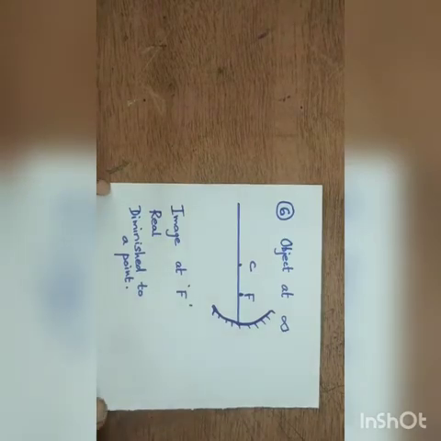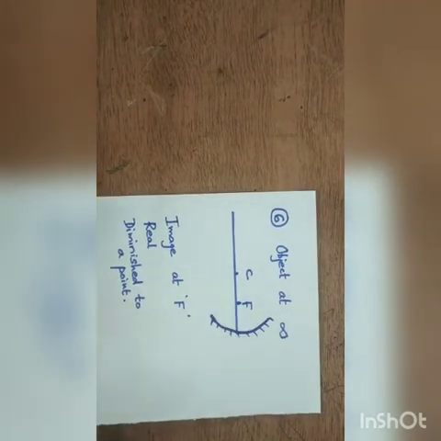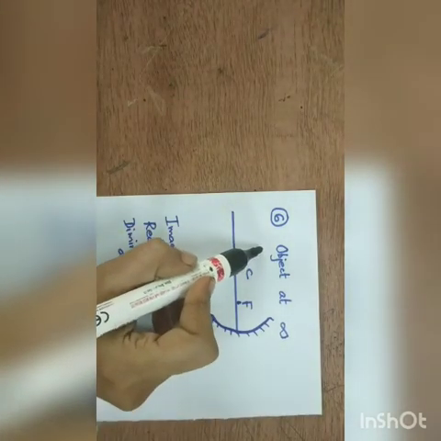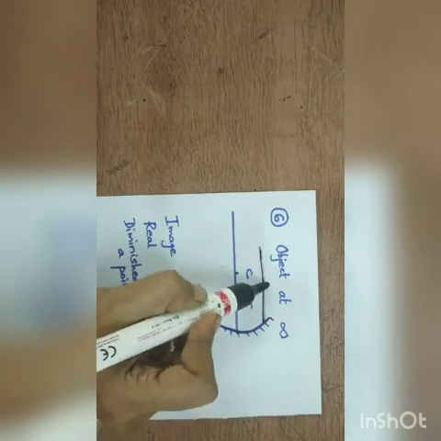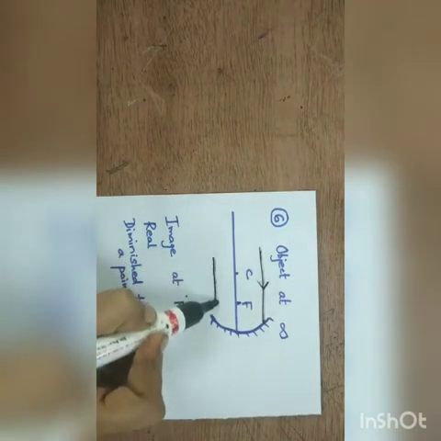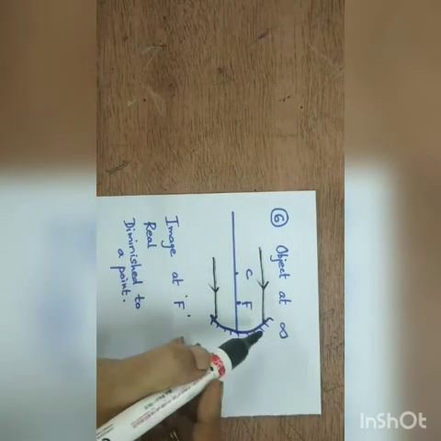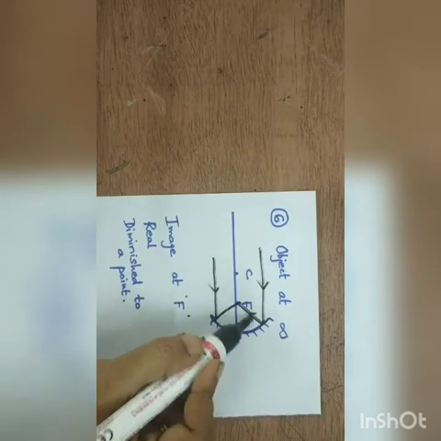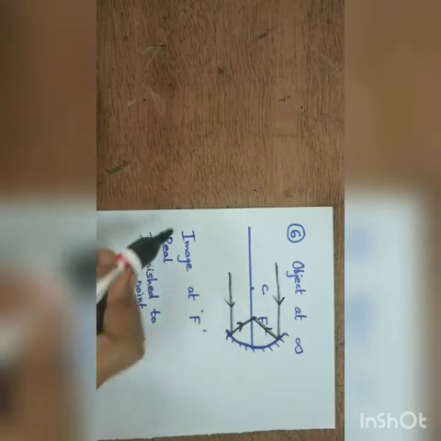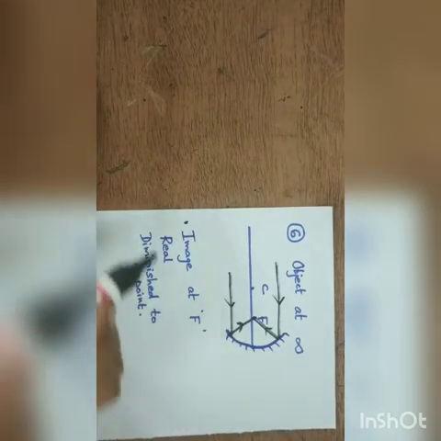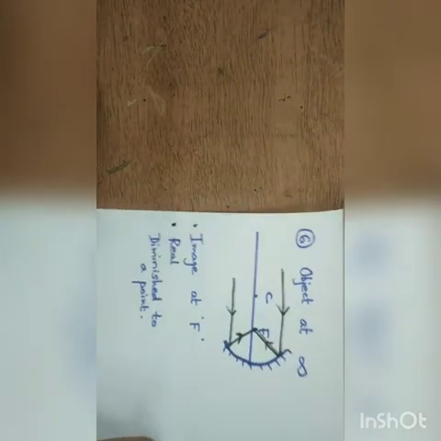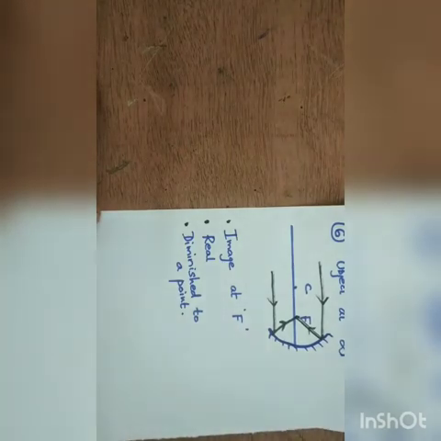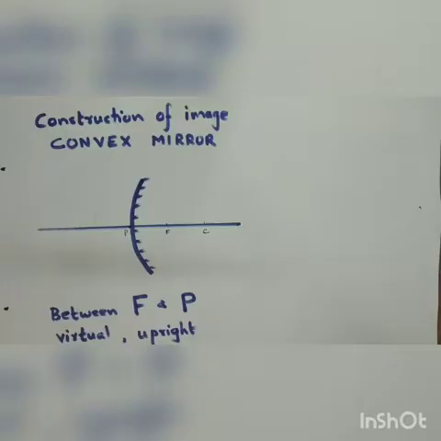If the object is at infinity, we can't mark the object in our diagram. So instead, we mark two parallel rays coming from infinity. And the two parallel rays, after reflection, pass through the focus. So we say that the image is formed at the focus. It's a real image. And what about the size? It is highly diminished to a point.